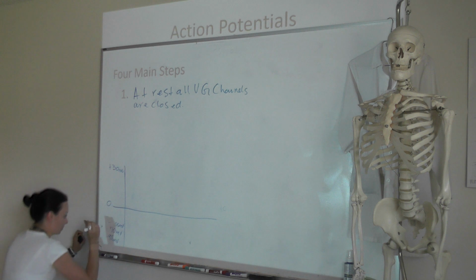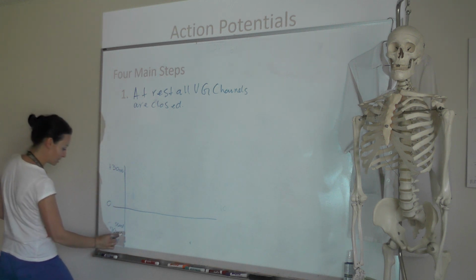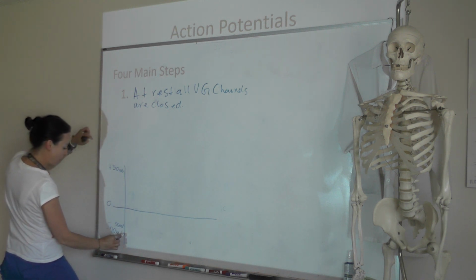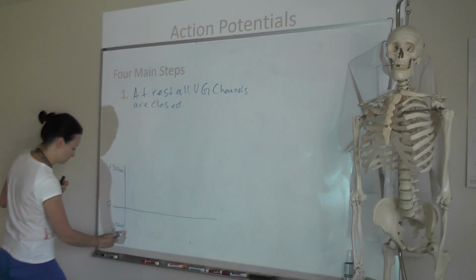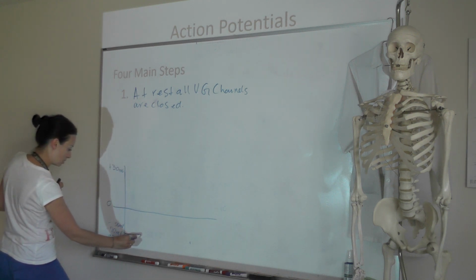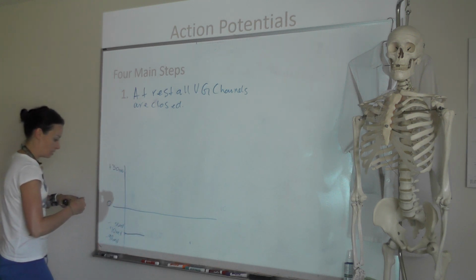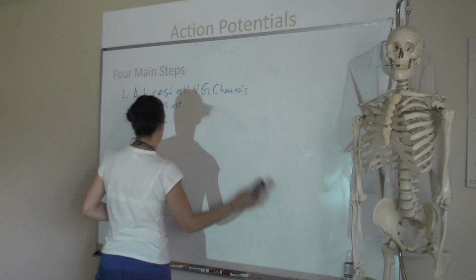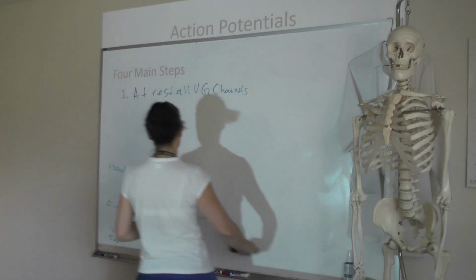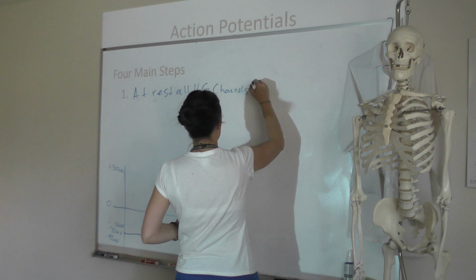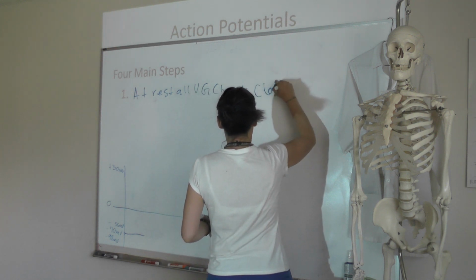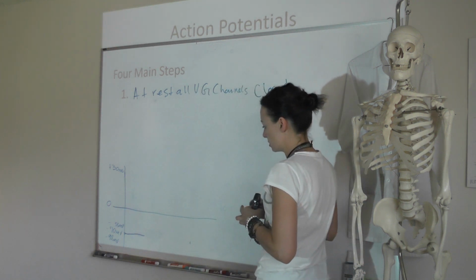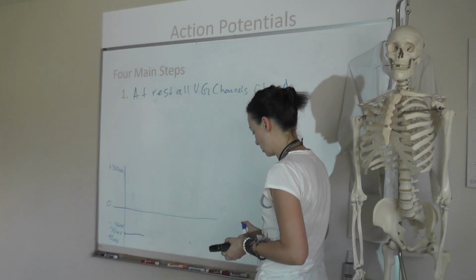Okay? All right, so at rest, stage 1, all voltage gated channels are closed. So you're at rest. You're at negative 70 millivolts. We see nothing interesting. So stage 1, at rest, all voltage gated channels are closed. All voltage gated sodium channels are closed. All voltage gated potassium channels are closed.